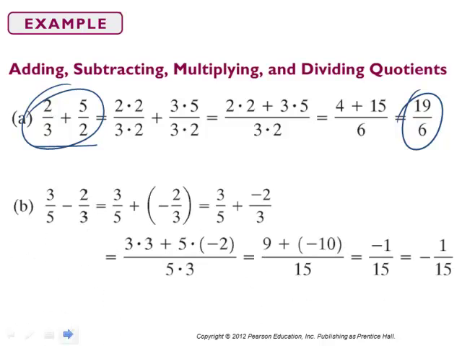If you wanted to do the subtraction here, 3/5 minus 2/3, find the least common multiple of the denominators, 3 and 5, well, that will be 15. So multiply the first fraction by 3/3, and that second fraction by 5/5. Add the numerators, and you get negative 1/15.